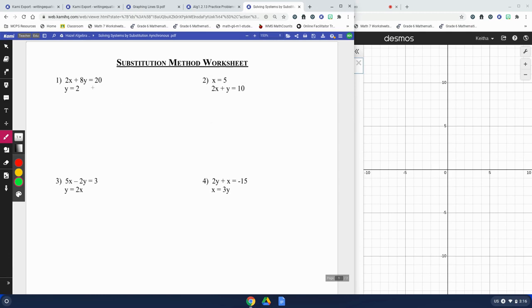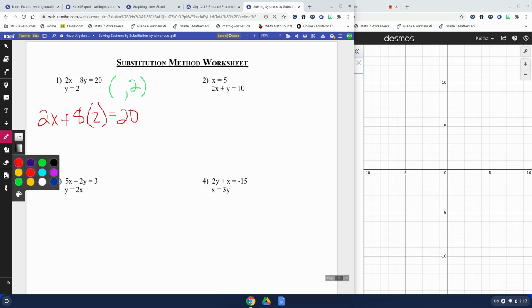You know that 2 times x plus 8 times y is 20, right? And you know that y is 2. So half the work is done for you because you know your y value is 2. Okay, so now we need to find x. What we'll do is substitute for y in the equation. So instead of y, we write 2.